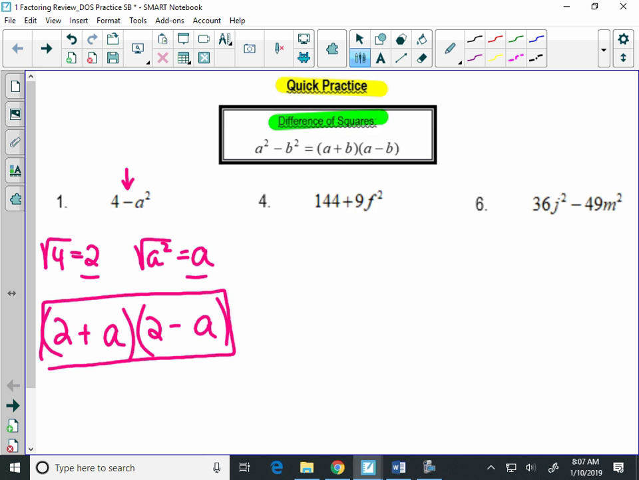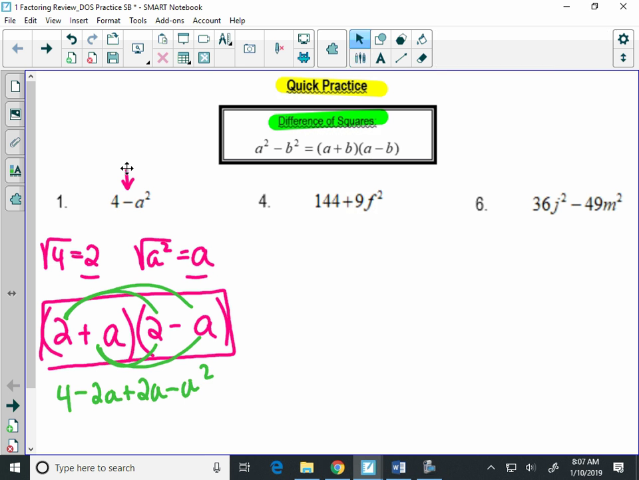Now, recall, you can check your answer by using the distributive property. 2 times 2 is 4. 2 times negative a is minus 2a. a times 2 is plus 2a. And a times negative a is minus a squared. These negative 2a and positive 2a cancel out. 4 minus a squared is exactly what you started with, so you know you factored correctly.